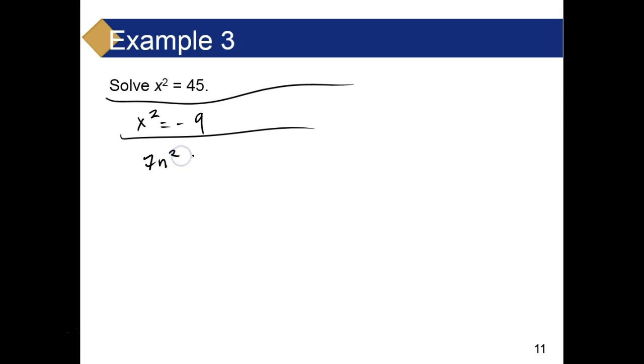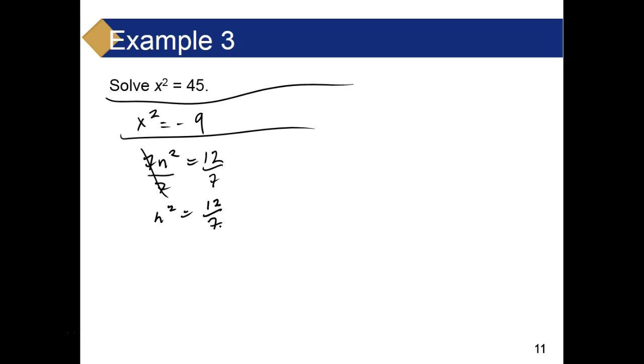7n squared is equal to 12. What would you do first? Say again? Divide by 7. Okay, Chris is going this route. He's saying, hey, I want to get it into the squared mode. Well, that mode was x squared is equal to some number, not 7x squared, so he divided by 7, got rid of that, and that gave him n squared is equal to 12 over 7.